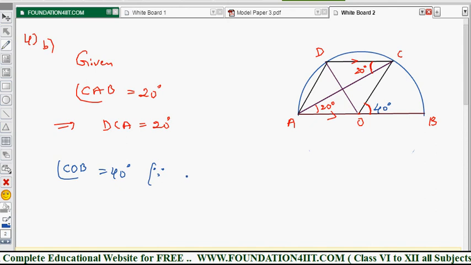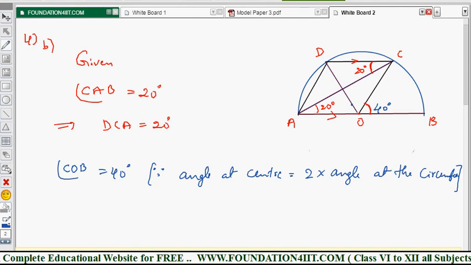The reason is the angle at the center is equal to 2 times the angle at the circumference, at the remaining part of the circle. Okay, fine. Now what we need to find out: first DOC. Angle DOC we need to find out. And DOA we got.